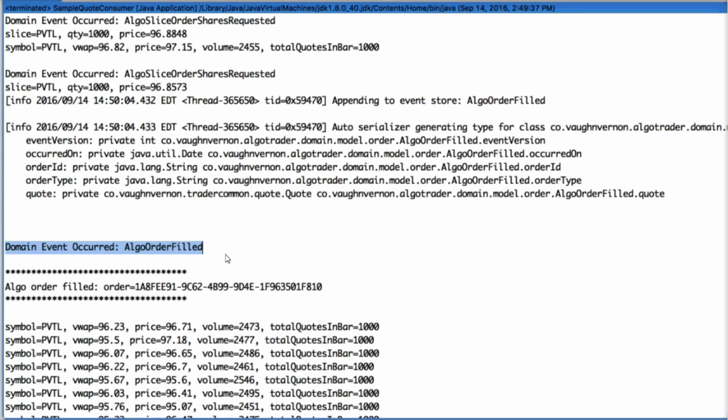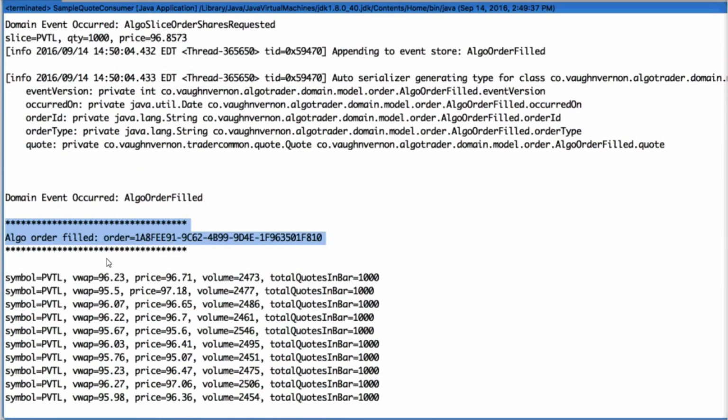We published that order, and it went back to our client that reported your algorithmic order was filled. So all of this code is yours. That is the intersection of the Reactor Kafka that I use and Vaughn's trading platform written in domain-driven design style.